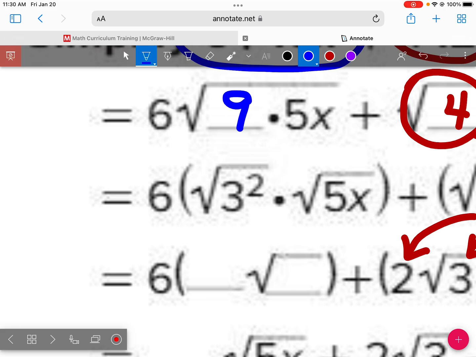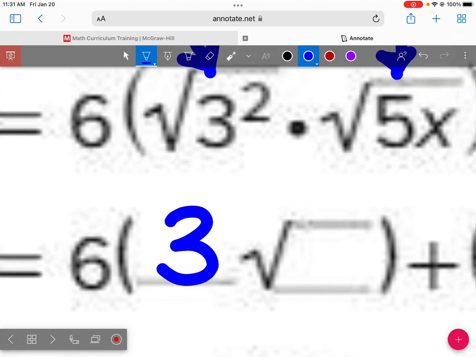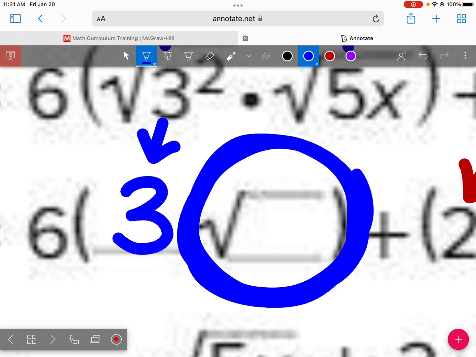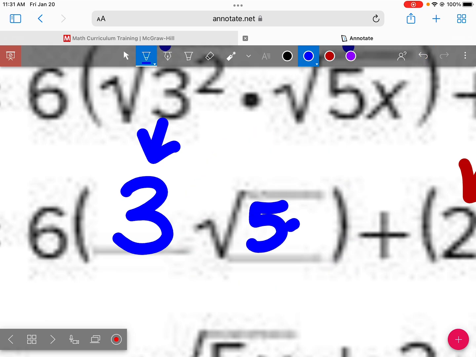Getting over here back to the first term. I kind of worked my way backwards here. 9 is the same thing as 3 squared. So I have 3 squared under the radical, and I have 5x under the radical. What is the square root of 3 squared? What is 3 squared? 9. What is the square root of 9? 3. What should I put as the radicand here? 5x, yes.